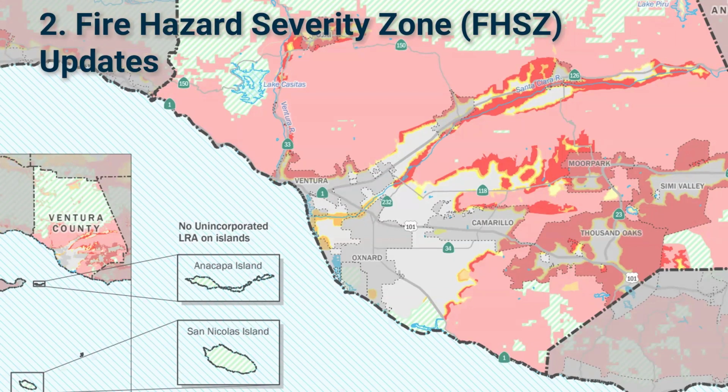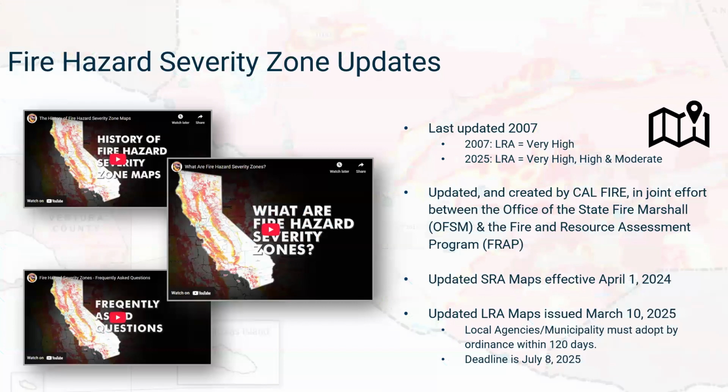Now we're going to move into the fire hazard severity zone updates. If anybody is unfamiliar with the fire hazard severity zones or how they operate, how they're created, I will quickly plug the 3 YouTube videos that are on CAL FIRE's website: what are the fire hazard severity zones, the history of these maps, and then the frequently asked questions, because they're very helpful. They do a great job of explaining what their effort is and how they actually get created, but they were last updated in 2007.